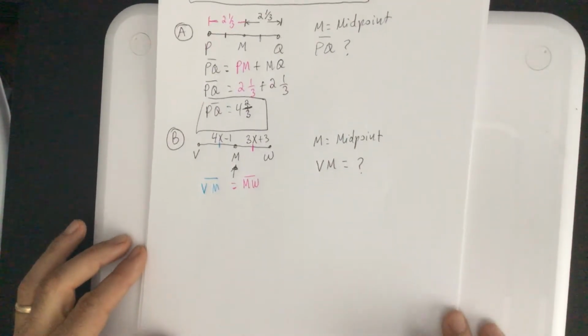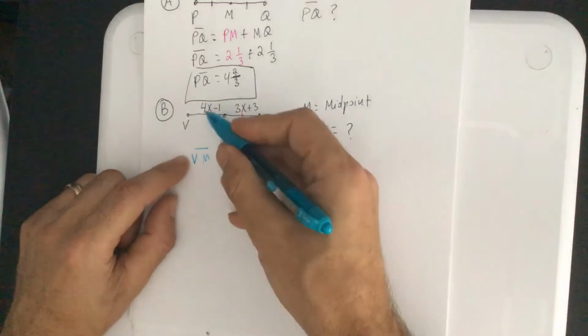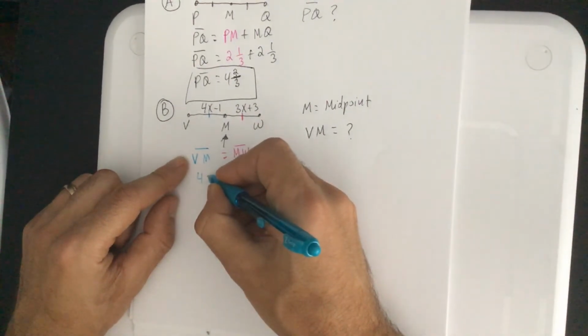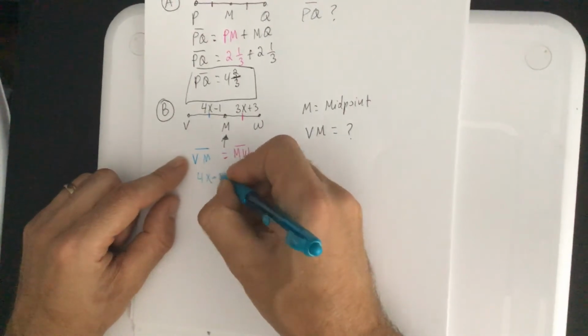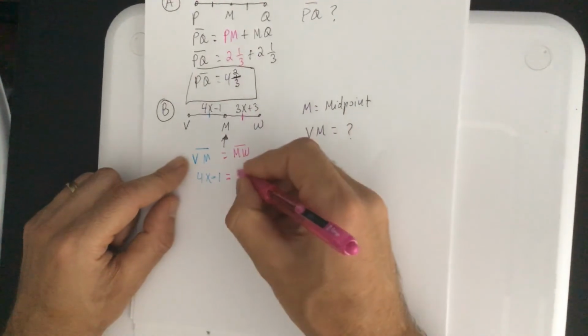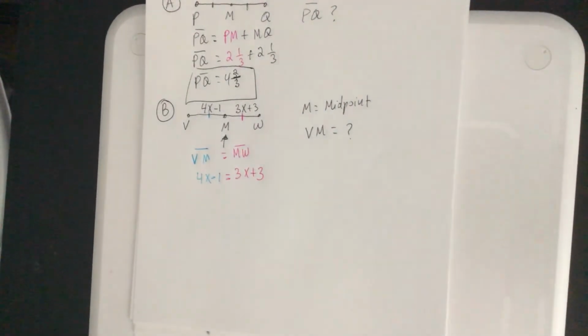So what we can do, let me move it up a little bit so we can see it. What we can do here is set them equal to each other, right? So VM is 4x minus 1. And that's equal to MW, which is 3x plus 3.